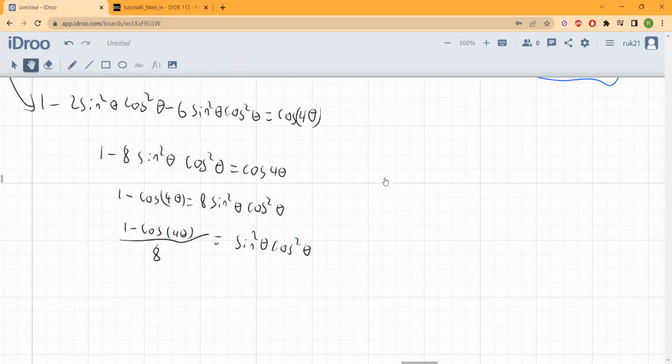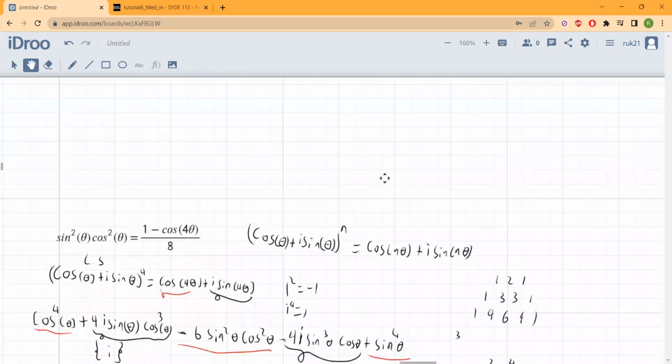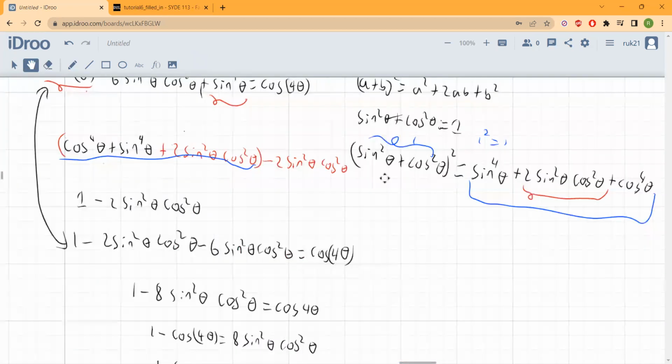And wow, look at that. This seems very, very familiar to what we had to prove up top. And there you go. That's what we did.